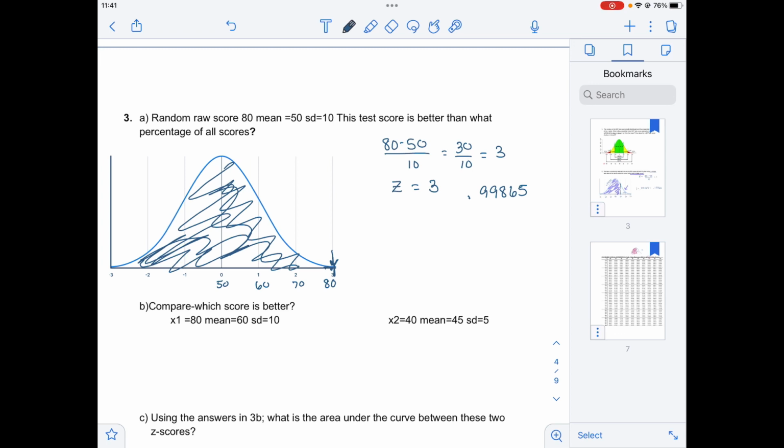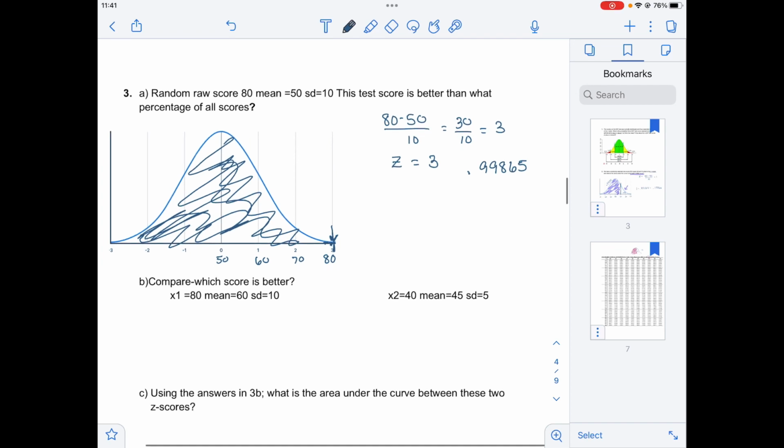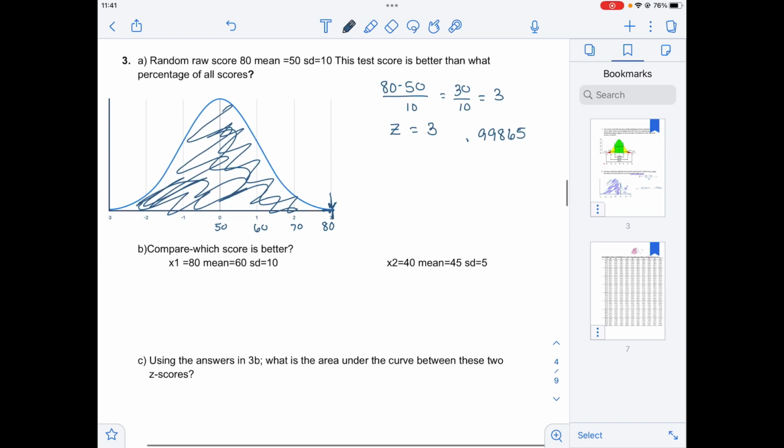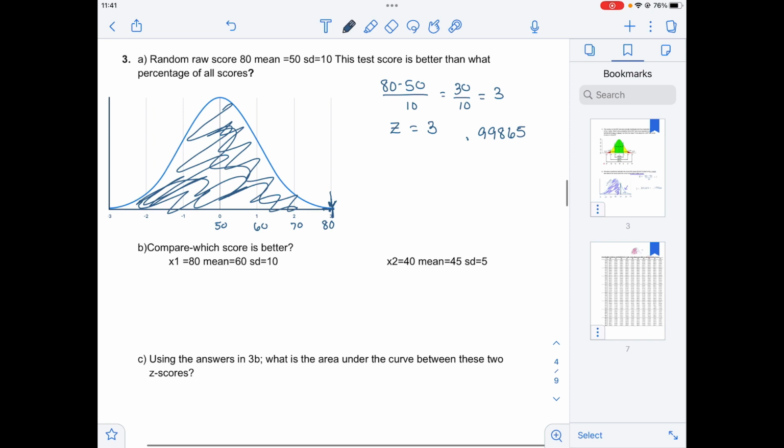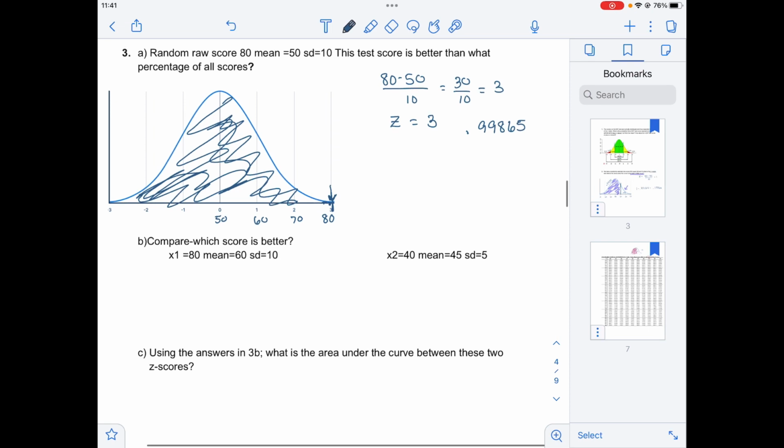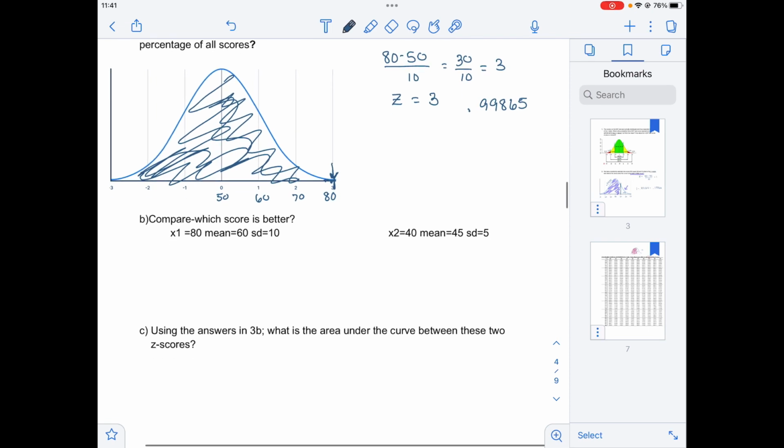So when we look at that, we actually scored better than 99.865% of the people. So we did pretty dang good, even though we had a score of 80. Okay? So then let's compare. We have a student 1 that has an 80 score, a mean test of 60, and standard deviation of 10. And then we have a student that has a 40 with a mean of 45 and a standard deviation of 5. So maybe there were 2 different classes.